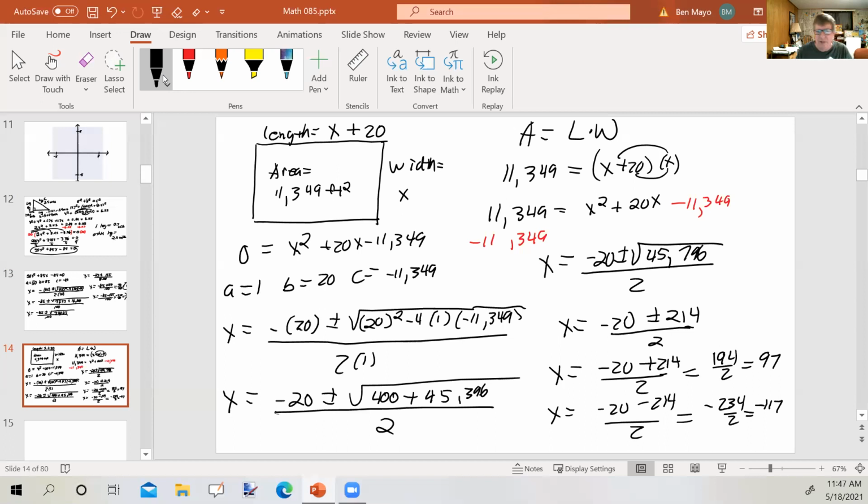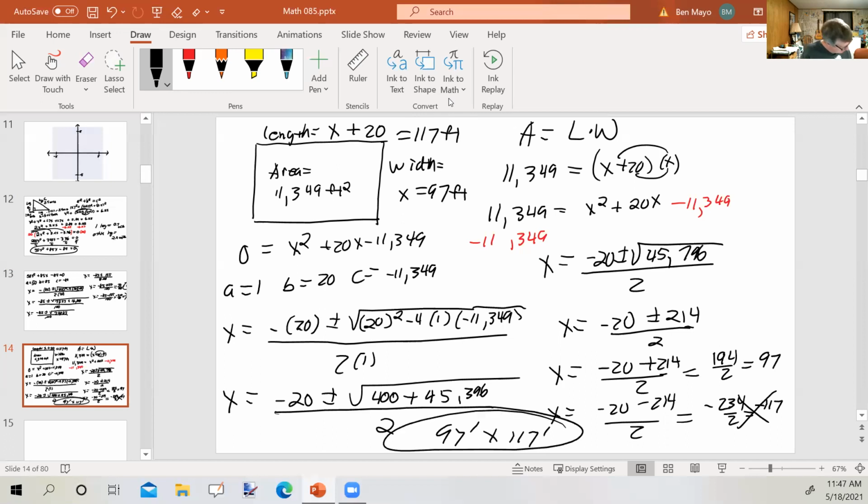Okay, you're going to start to see a pattern emerging here. We're dealing with a distance again, and so the negative answer won't work. Now, that doesn't mean you always throw out negative answers. Just if it's time or distance or length or width, it can't be negative unless it's in a science fiction movie. All right, so this would be 97 feet. This would be 97 plus 2, 117 feet. So the dimensions would be 97 feet by 117 feet.